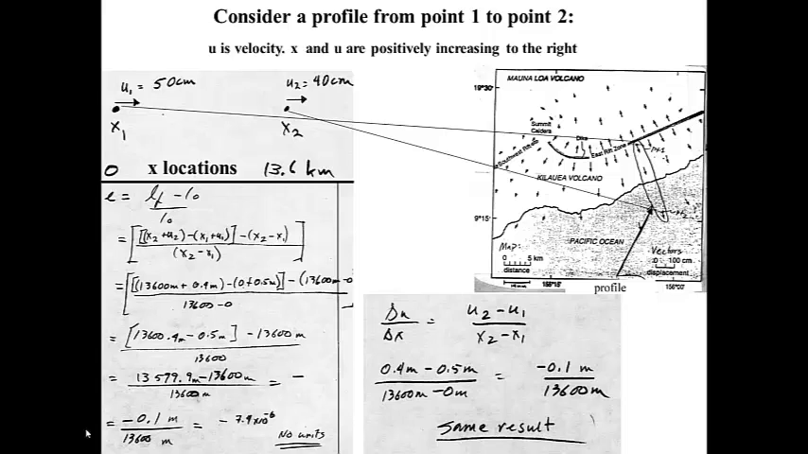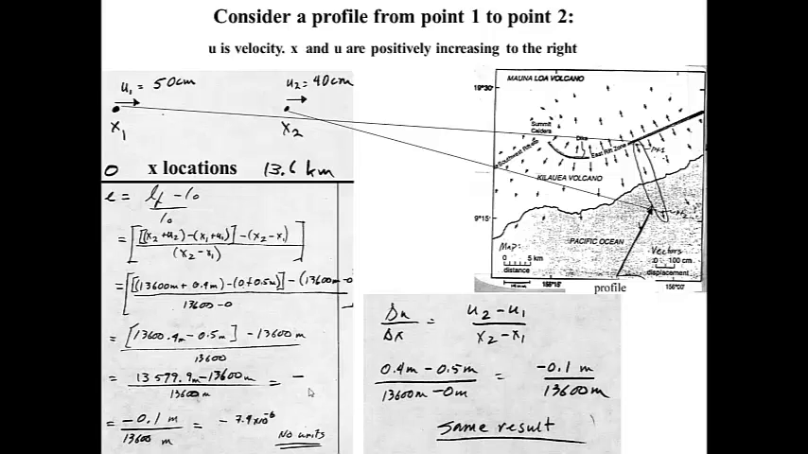So we just go through the math, and we can see that drop out. And when we come up with the final number, we see that the elongation is minus 7.4 times 10 to the minus 6. So it's a small number, but it does show shortening or contraction along that line.